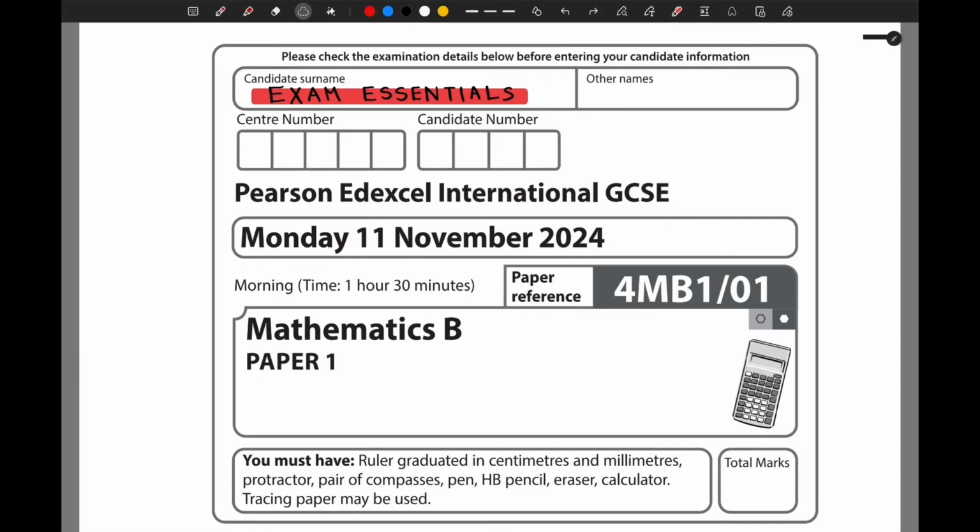Welcome everyone to the solving of Edexcel IGCSE Mathematics B Paper 1 November 2024 session. We will be going through each of the questions with concise explanations to help you understand each and every single question as smoothly as possible. So bear with me and let's get started.